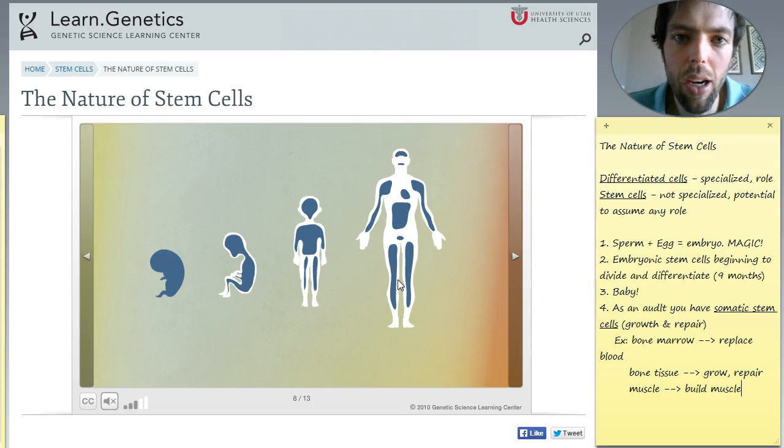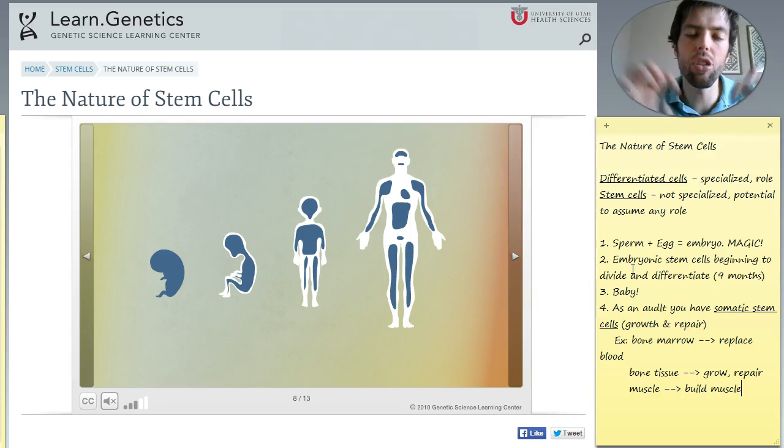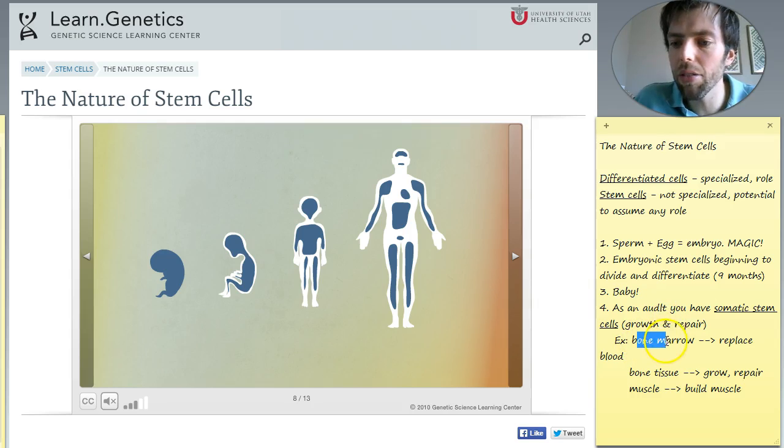I hope this introduction was helpful to help you understand the general difference between differentiated cells and stem cells, and for you to realize that as you develop and as your cells begin to get their jobs, you still have in your body these little pockets of stem cells. Now, they can only become limited cell types. Like, for instance, bone marrow cells can only become blood cells. They can't become brain or toenails or liver. But you do have these little pockets of stem cells.